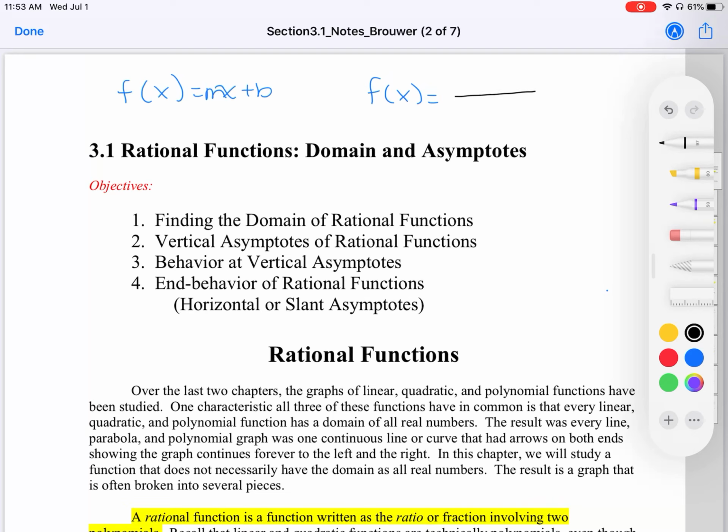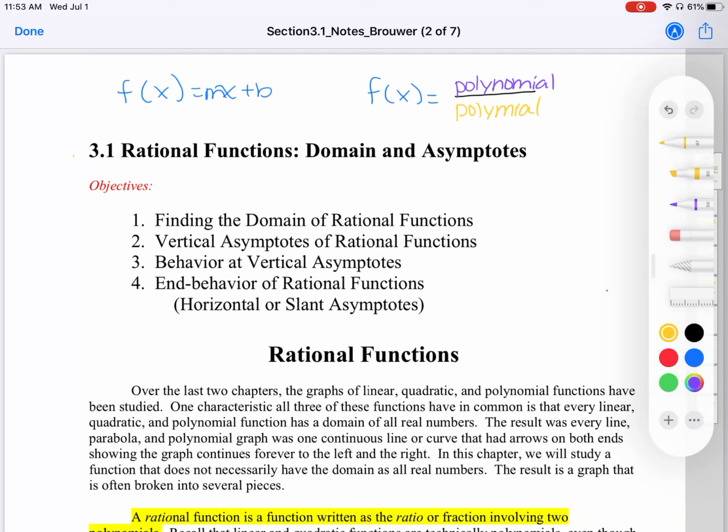What makes a rational function is the fact that we have a fraction. And we can have it set up as a polynomial divided by some other polynomial. Or not even that, we can just have a number over a variable, but making the entire function part of a fraction causes some new features in a graph that we've never seen before.